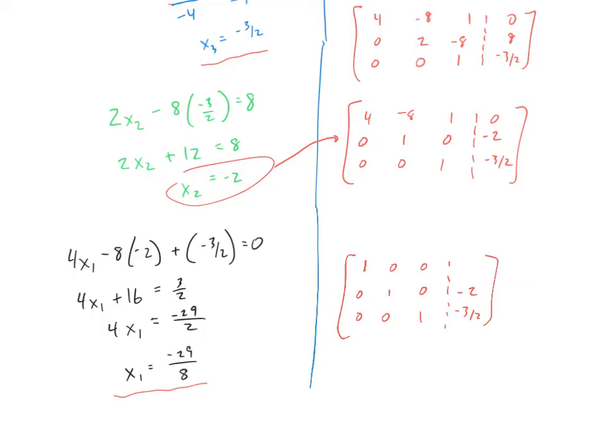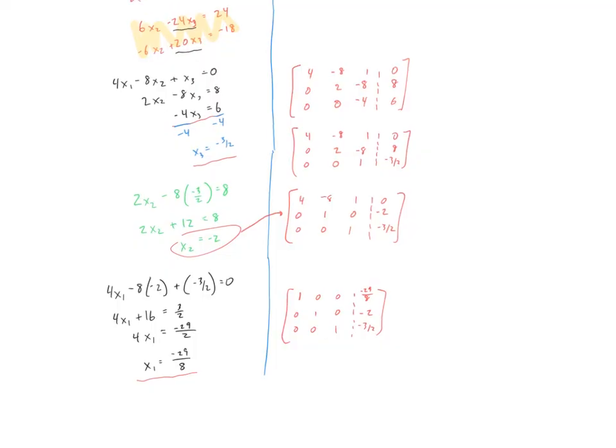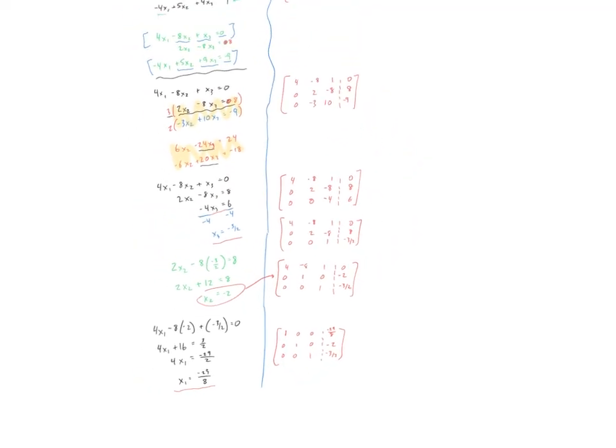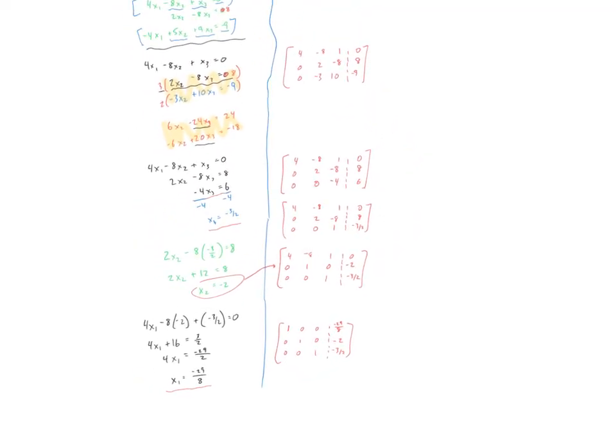No x2s and no x3s. Negative 29 over 8. Okay? As I was saying before, the process on the left is very inefficient, and what we're going to be able to do in these first couple of weeks of the course is learn and understand how to transform each of these matrices into the subsequent steps below them.